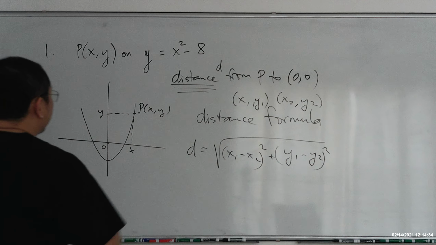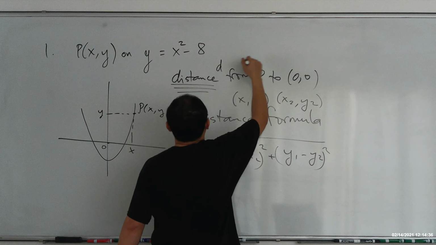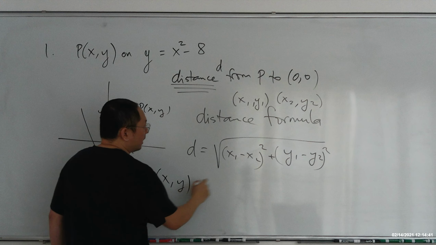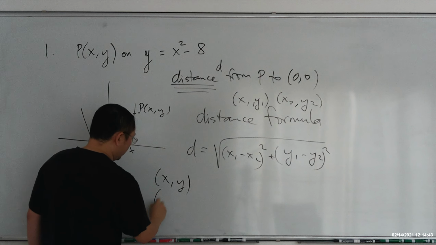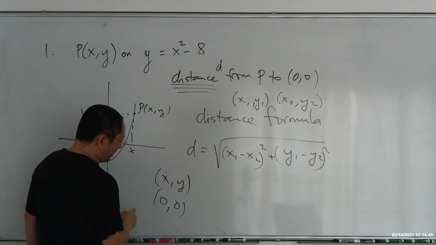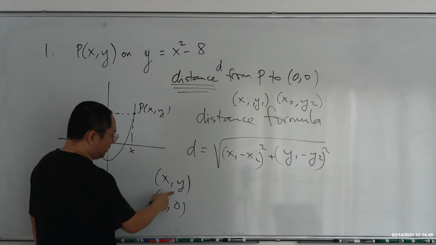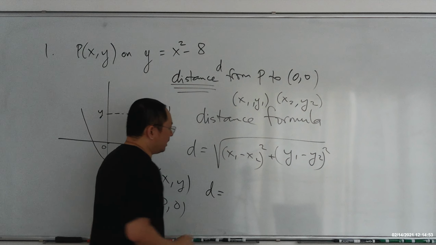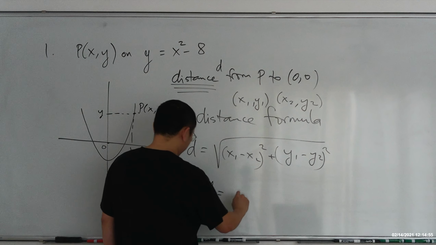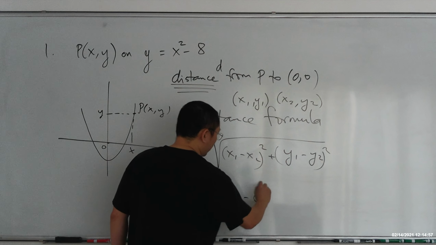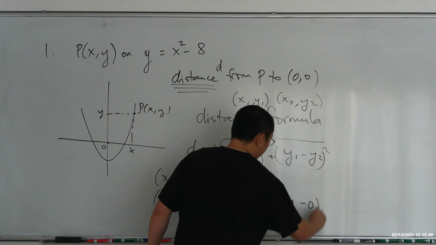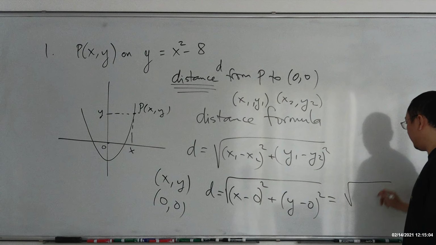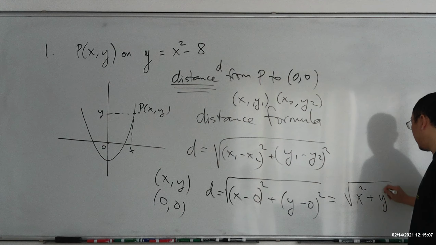So in this particular problem, the point P is (x, y). And the second point, the origin, is (0, 0). So think of x1 as x, x2 as 0, y1 as y, and y2 as 0. Plug into our formula: d equals the square root of (x minus 0) squared plus (y minus 0) squared. Of course, we can simplify this as the square root of x squared plus y squared.